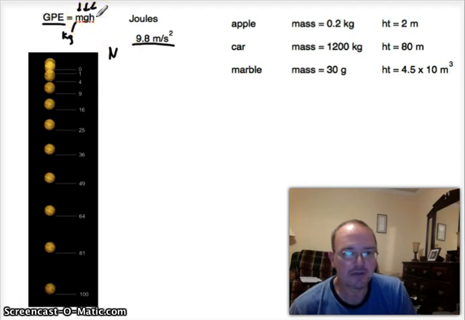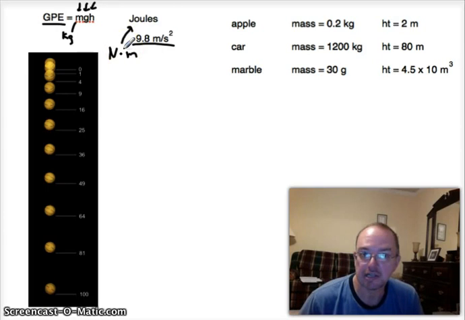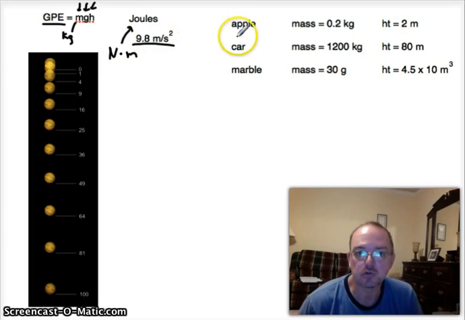Now, whenever you have newtons and you multiply it times height, height is going to be in meters, so you have newton meters, which equals joules. So gravitational potential energy is going to be written in joules, just like work was written in joules. So we're going to calculate a few of these things.